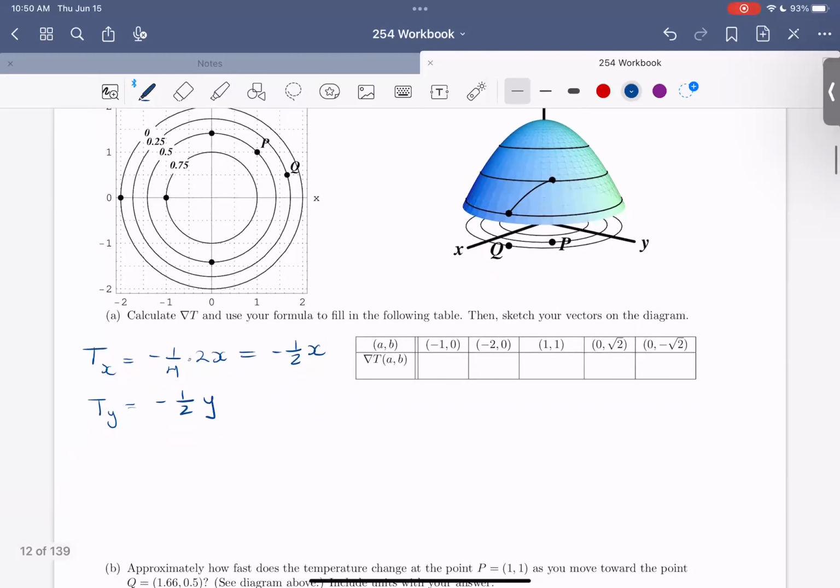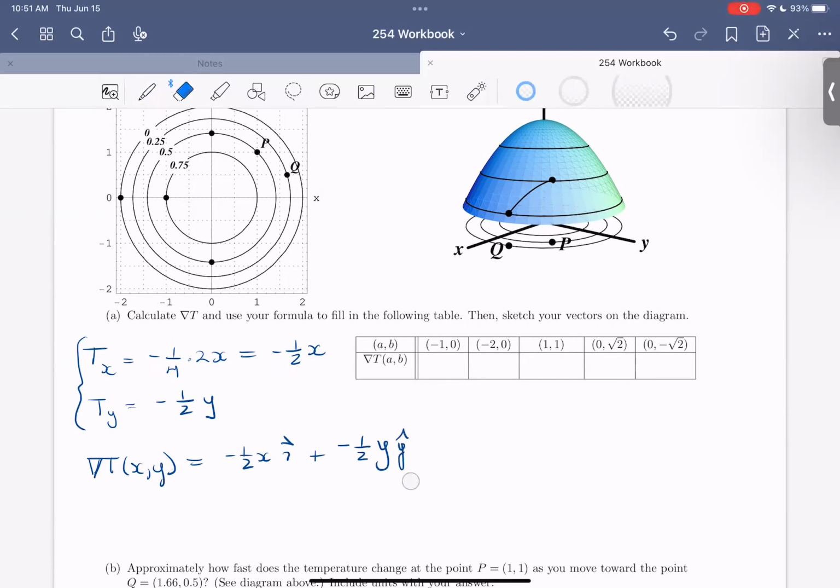Then we can use these two partial derivatives to write the gradient of T at the point (x, y), which is going to be given by negative 1/2 x times the unit i vector, plus negative 1/2 y times the j vector. Let me rewrite that j so it looks more like a j. Now what we want to do is fill in this table. That means we want to compute those gradients at specific (x, y) points. Let's do a few together.